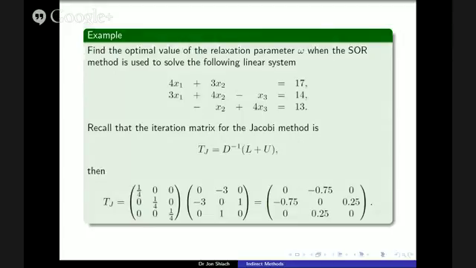Okay, so let's have a look at the optimum value of omega. Instead of calculating the spectral radius for all those different values and just picking the smallest one, what we can do here is calculate the iteration matrix of the Jacobi method. Recall it was inverse D multiplied by L plus U. I should mention at this point, in an exam, I will give you the iteration matrices in this form. You don't have to remember these. So calculate the iteration matrix, and we get this down here.